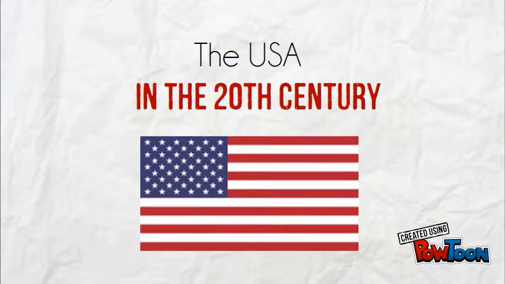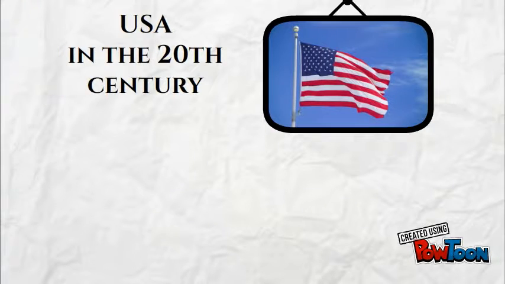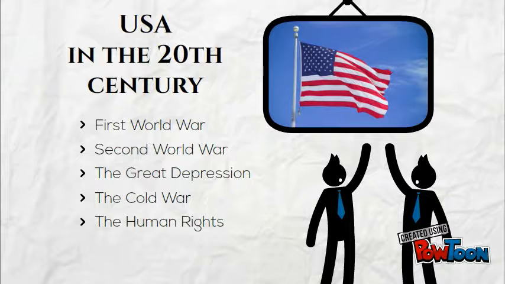The United States in the 20th century. Some of the events where the United States was involved were the First World War, the Second World War, the Great Depression, the Cold War, and human rights.